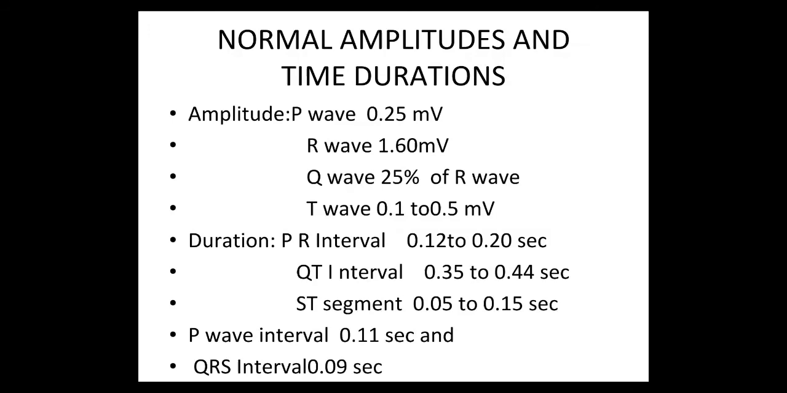Amplitude of P wave is typically 0.25 millivolts. R wave will be 1.6 millivolts and Q wave will be 25% of R wave and T wave will be 0.1 to 0.5 millivolts. The duration PR interval is typically 0.1 to 0.2 seconds. QT interval is 0.35 to 0.44 seconds. ST segment is 0.05 to 0.15 seconds. P wave interval is 0.11 second and QRS interval is 0.09 second.